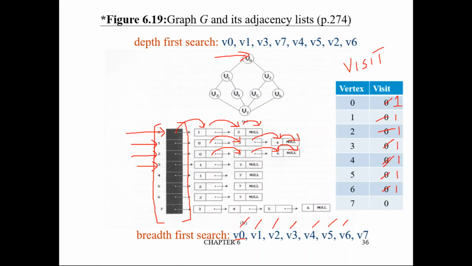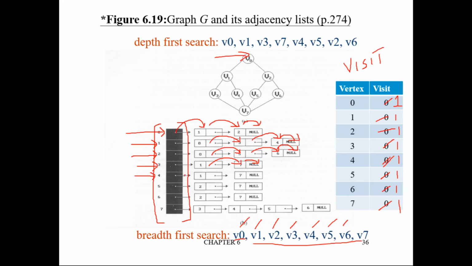It is 3. 3 is pointing to 1. Is it visited or not? Yes, it's already visited. So go to next, 7. Is it visited or not? No, it's not visited. So visit it. After 7 it is null. So go to the next pointer. By this time we have visited all vertices, but still you have to continue.